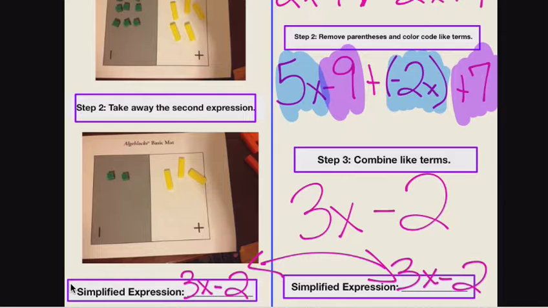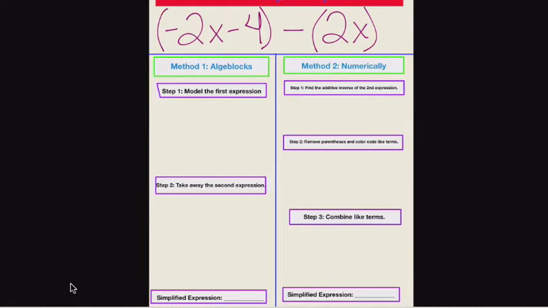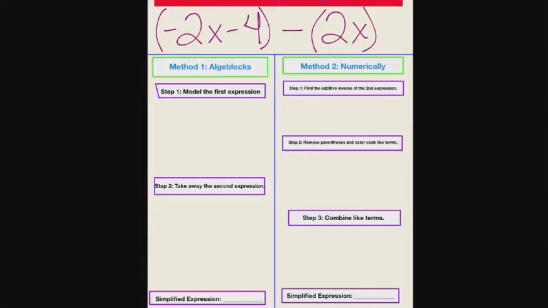Okay, we've got 2 more left like this to go. All right, negative 2x minus 4 minus 2x. Again, let's start by modeling negative 2x minus 4. This time our x is negative, so I'm going to put my negative 2x on my negative side here. And then we're also taking 4 away, so those are going to go on my negative side. Negative 2x minus 4 is showing. Go ahead and take a picture, and drop that into GoodNotes.